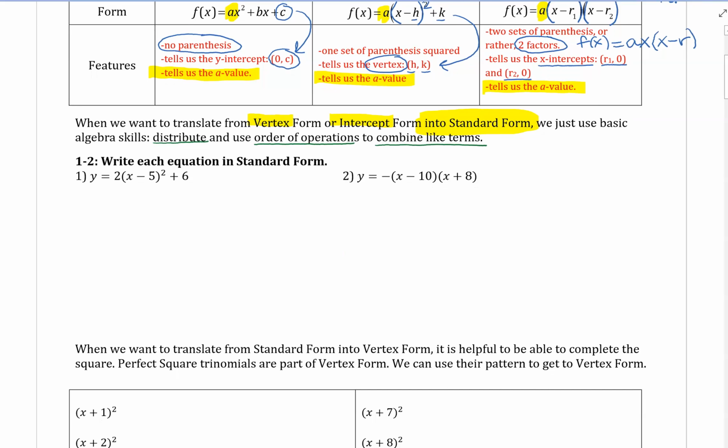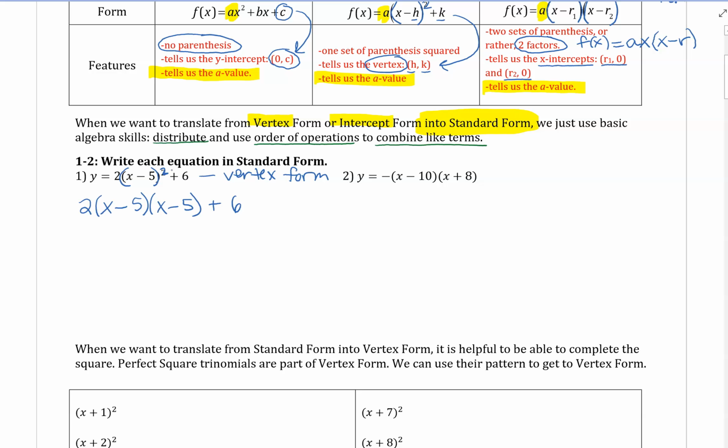In number 1, we can see this one is in vertex form, and the way I know that is because it has the parentheses squared. So what does it mean to have a set of parentheses squared? What that means is that I'm actually multiplying that binomial by itself. It means I have two of the same binomial being multiplied together, which is why it's squared.